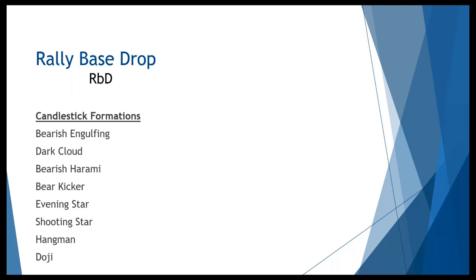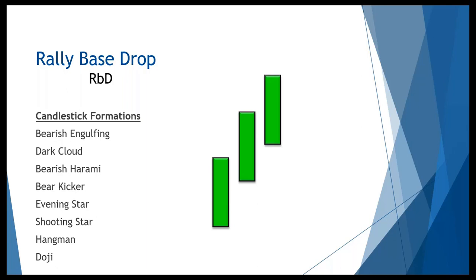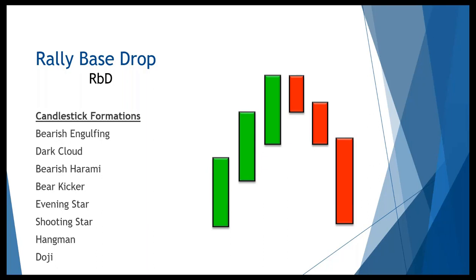All right, so let's look at a little bit more detail on these four different phases. The first phase is the rally-based drop, where price rises, then it pauses or stops moving up, and then it falls. You can see to the left there's a variety of candlestick formations that are types of rally-based drops: bearish engulfing, dark cloud, bearish harami, bear kicker, evening stars, shooting stars, hangmans, and dojis. Now, these are not exclusive. There are other formations. These are just the ones that we have in our data file for you to look at.